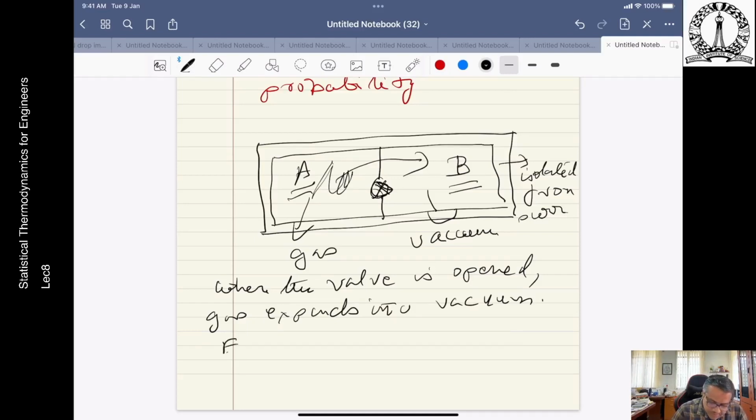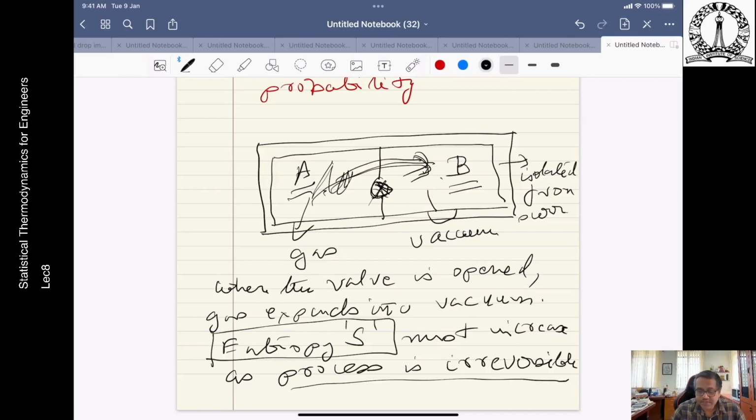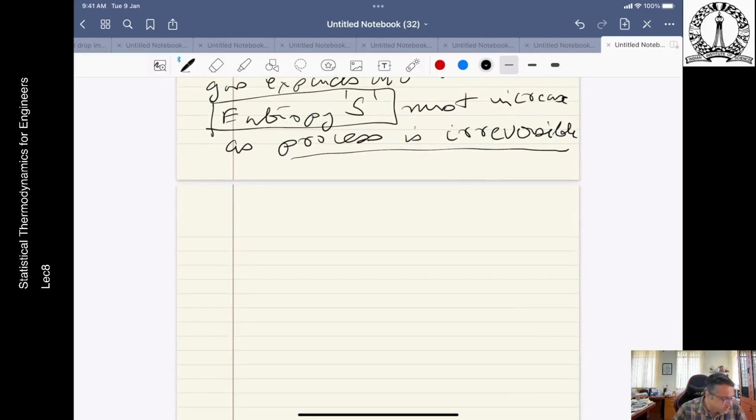So entropy S, from your macroscopic understanding, must increase as the process is irreversible. So we have suddenly opened the valve. It is not like a slow transition, so you can go back. So you have just opened the valve suddenly, and the gas will expand and go from chamber A to chamber B because B is vacuum, and the process is irreversible. So therefore the quantity entropy must increase. So this is given, right?